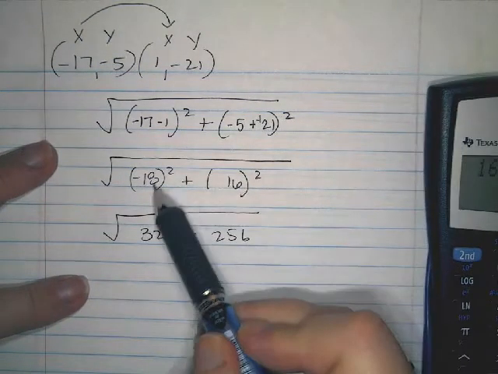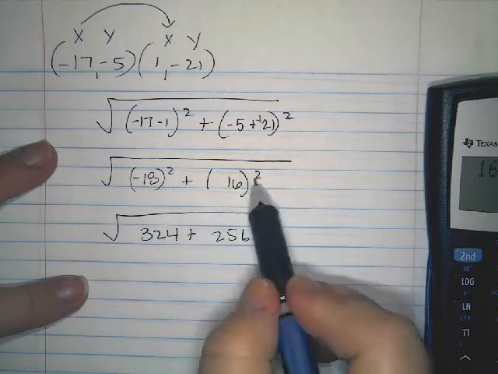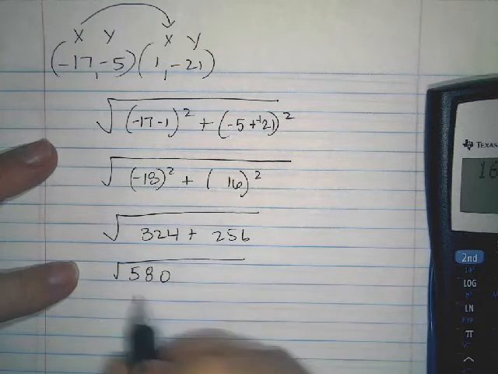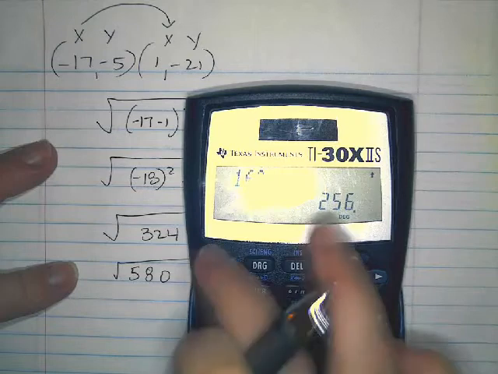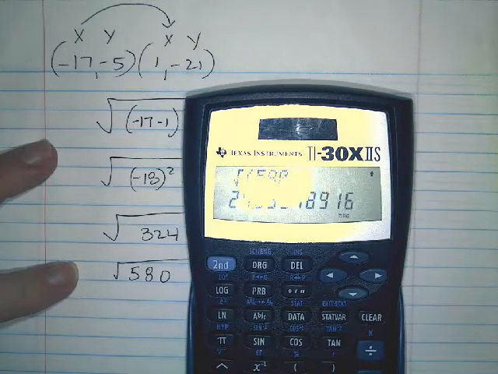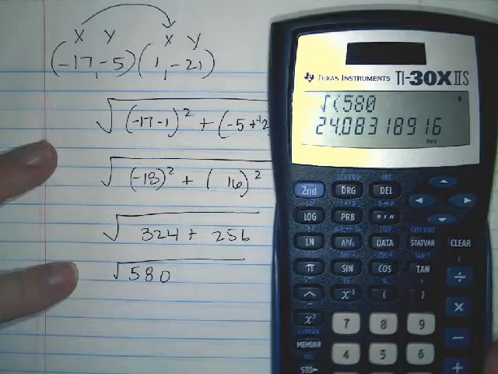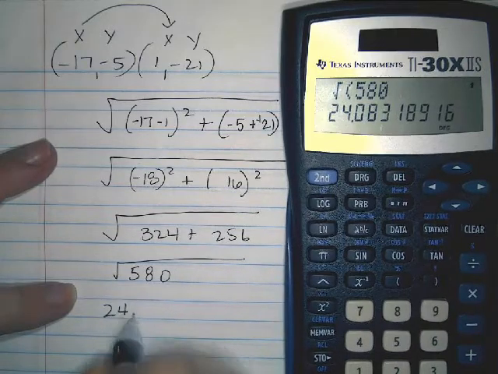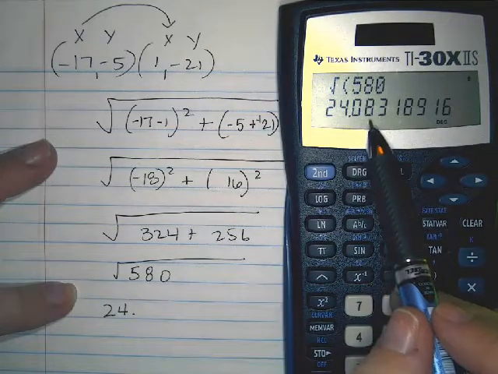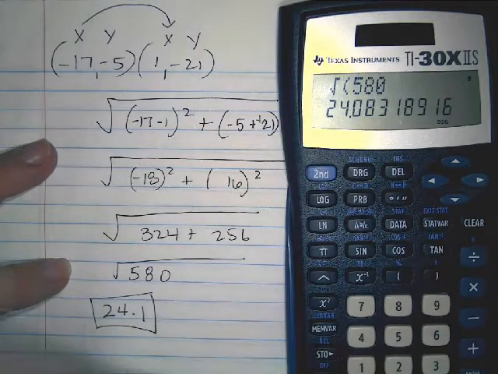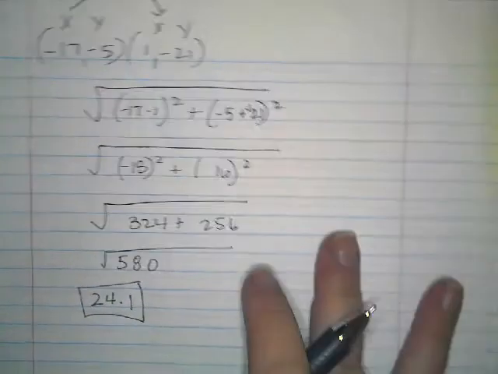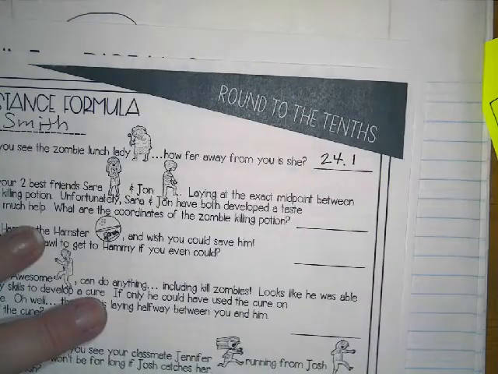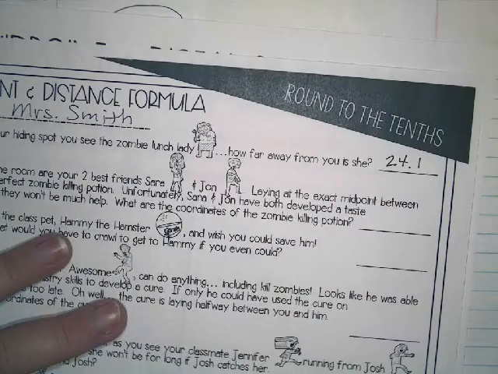When I use my calculator, negative 18 squared is 324. 16 squared is 256. We'll add these together and get 580. And then remember, I'm going to take the square root of 580. And I get 24 point, they want you to round to the nearest tenth. So I get 24 point, I can either write 0 or because of that 8, I'm going to round it up to 1. So on my sheet, I'm going to answer 24.1 as my distance from myself to the lunch lady.